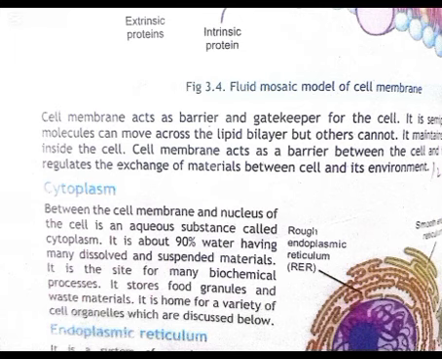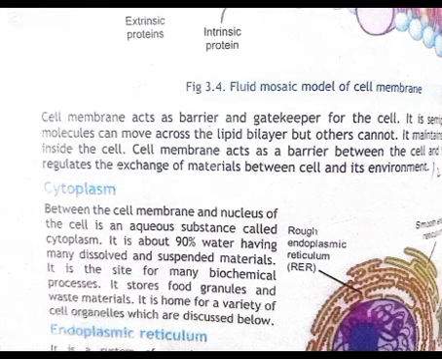Now let's move to the cytoplasm. So starting off with the question, what is cytoplasm? The cytoplasm is a jelly-like substance present between the cell membrane and the nucleus. It fills most of the inside of the cell. It contains about 90% of water. The remaining part contains dissolved nutrients, salts, and many other useful substances.